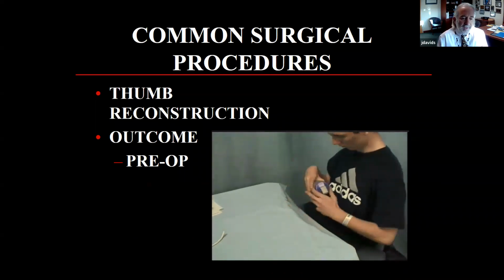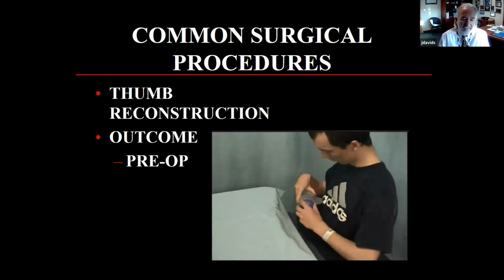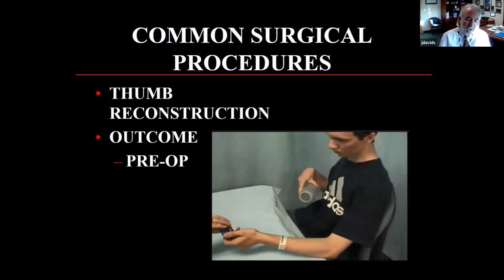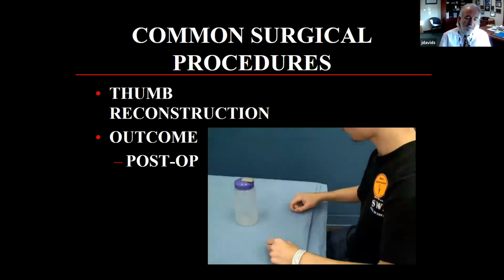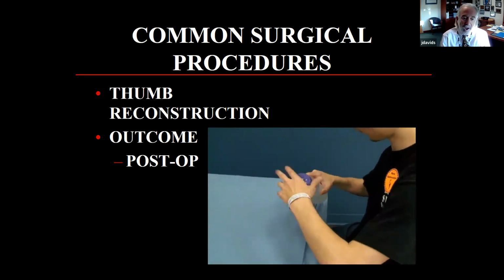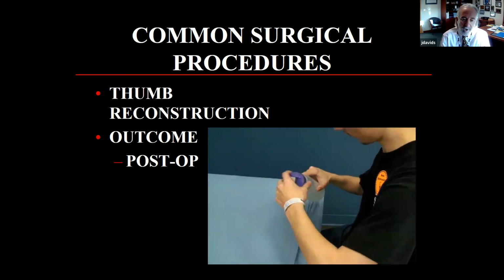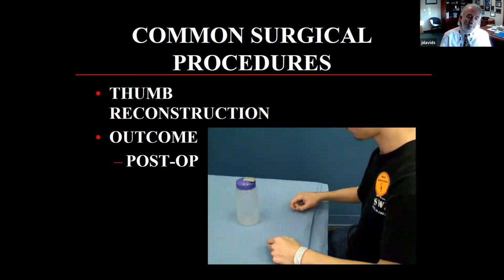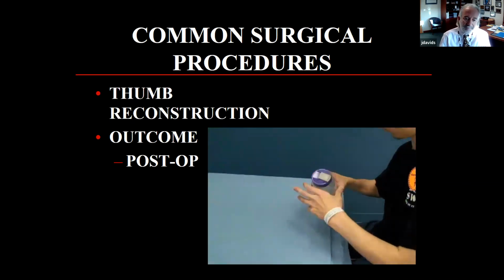So here's an expected outcome here. We can see very significant thumb hyperextension instability, which compromises holding large objects. Following, in this case, a wrist arthrodesis and a thumb reconstruction as described, you can see that the thumb web space is much wider, the MCP joint is stable, and the child can do a much better job holding a large object.